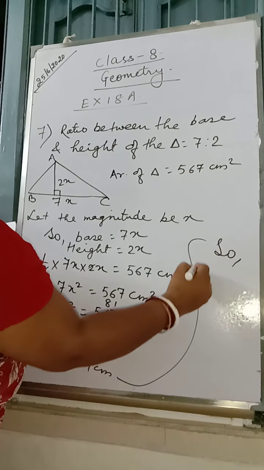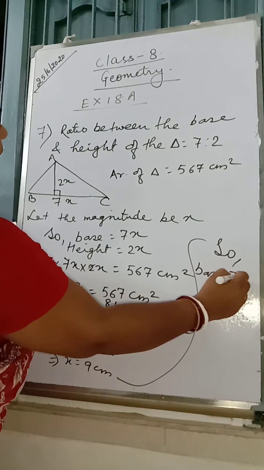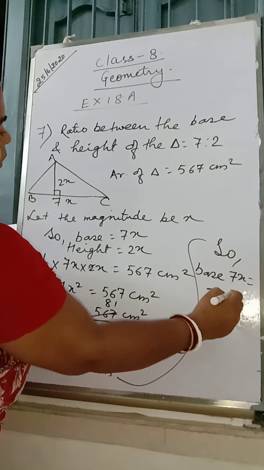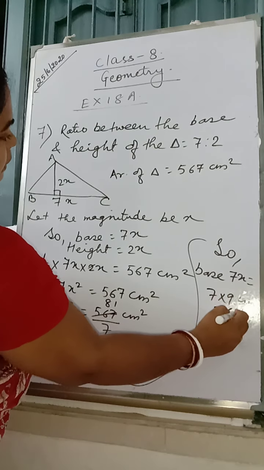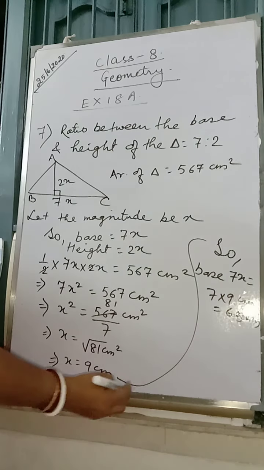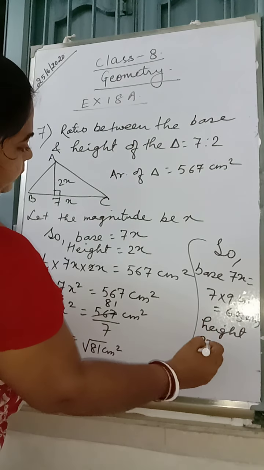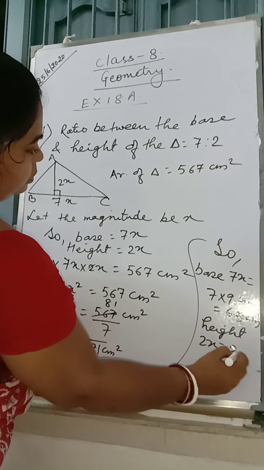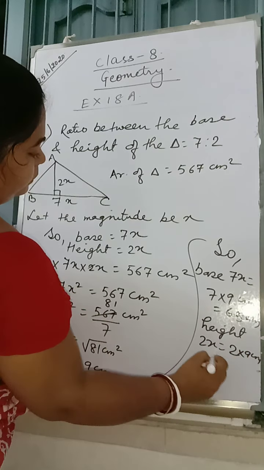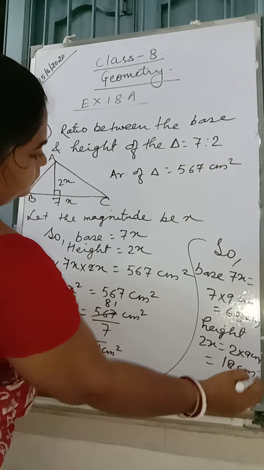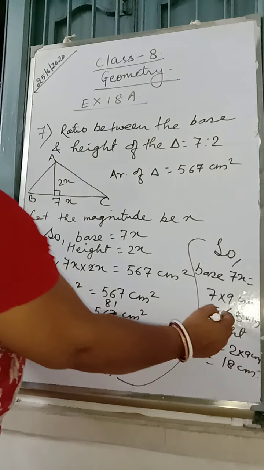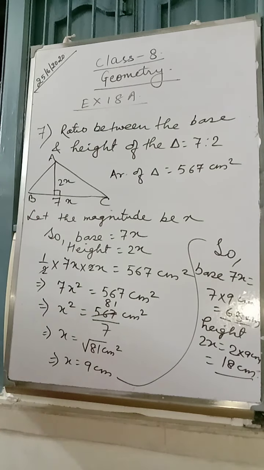So base 7x is equal to 7 into 9 centimeter, 63 centimeter, and height 2x is equal to 2 into 9 centimeter, 18 centimeter. So we got base and height both for the triangle, question number 7. Now look at question number 8.